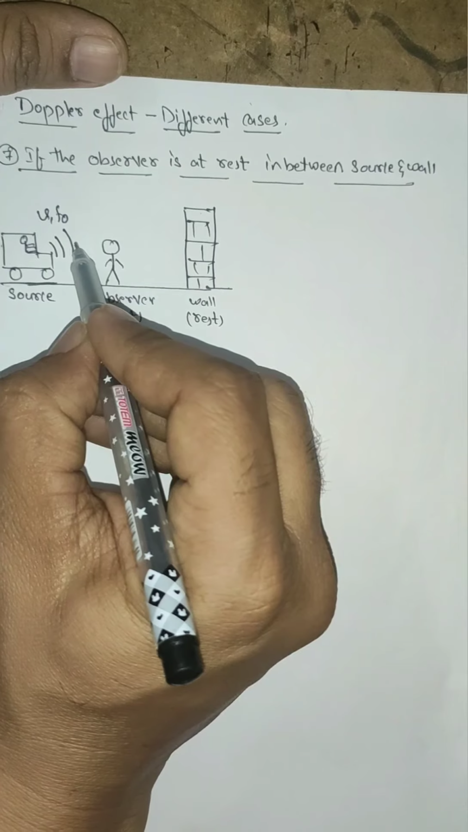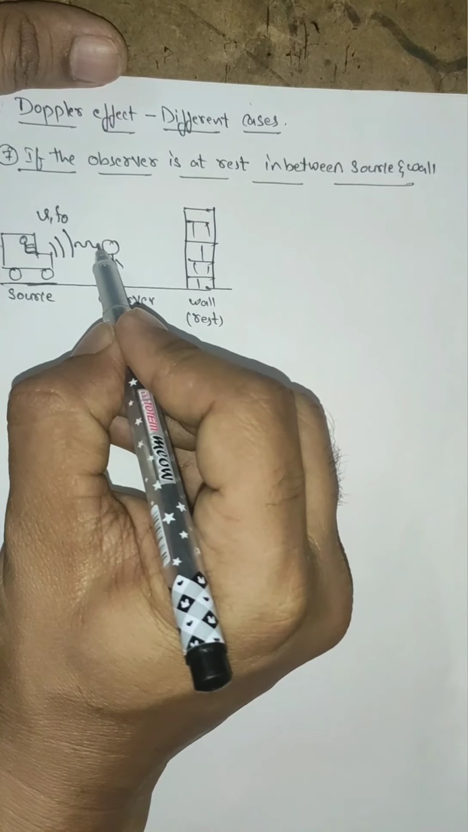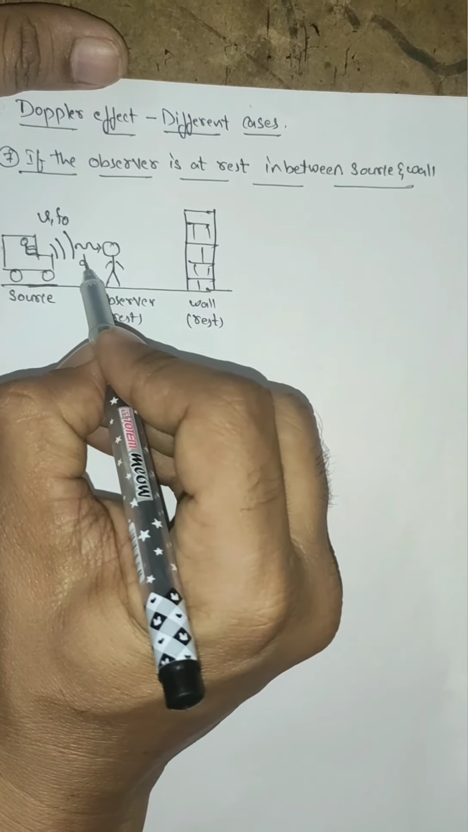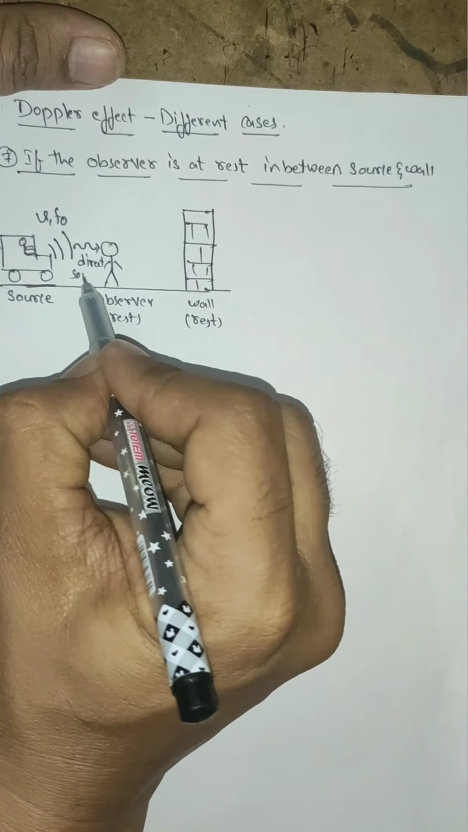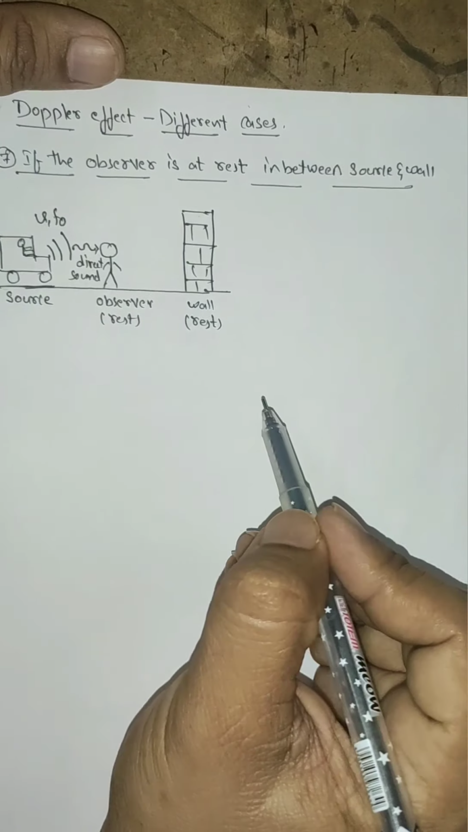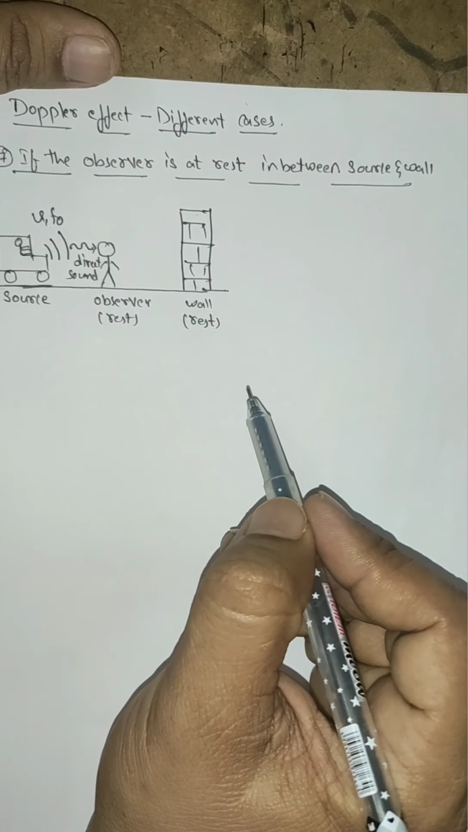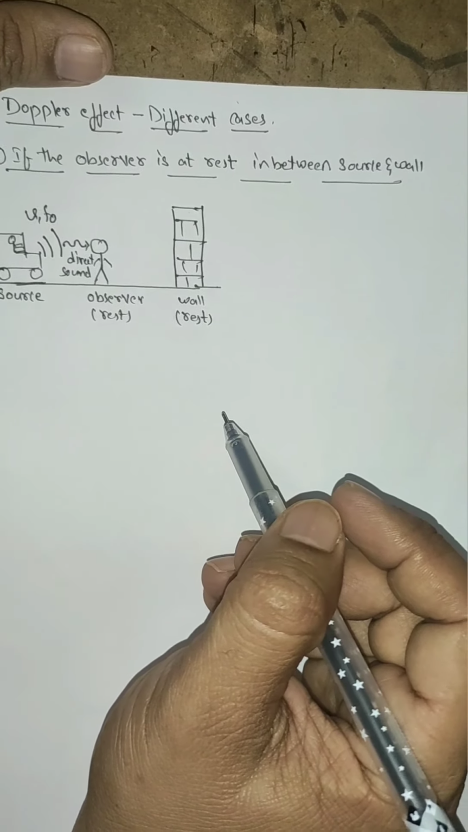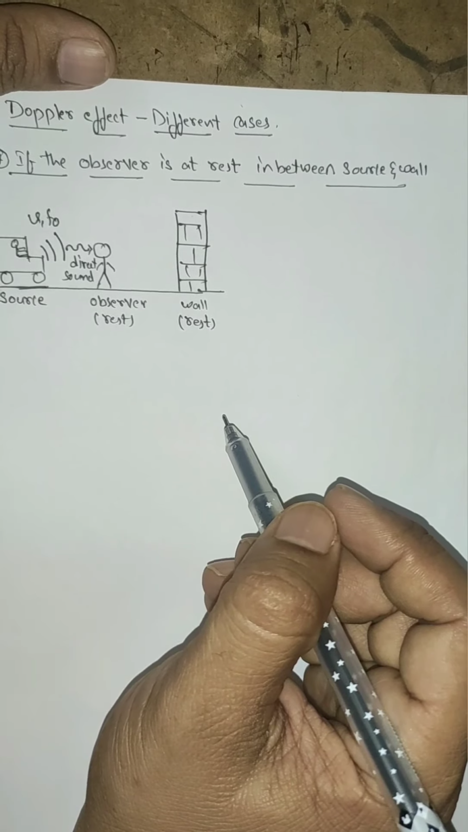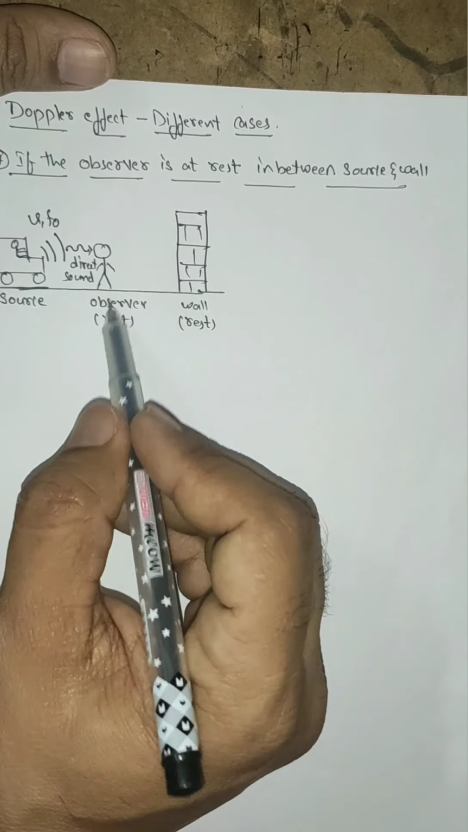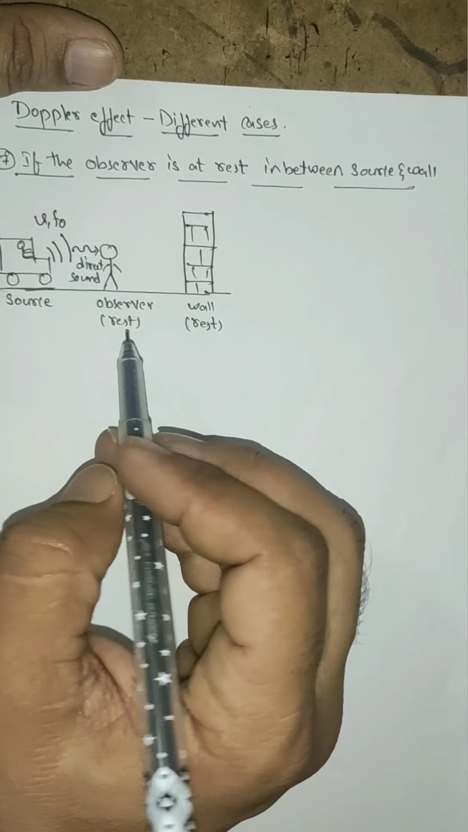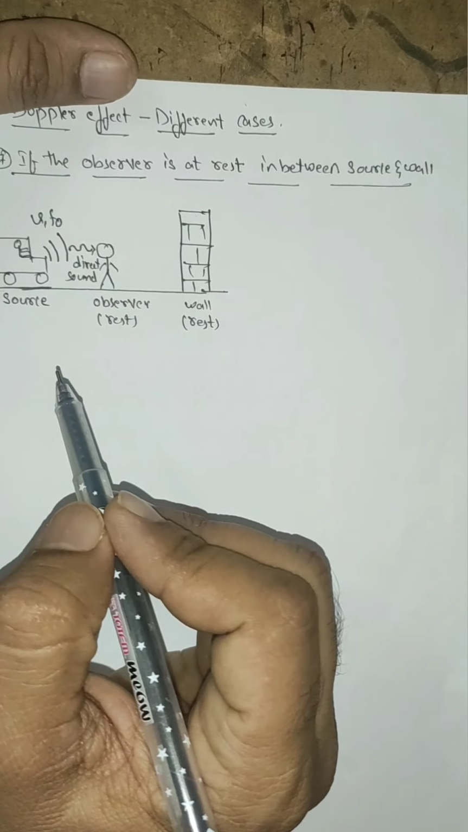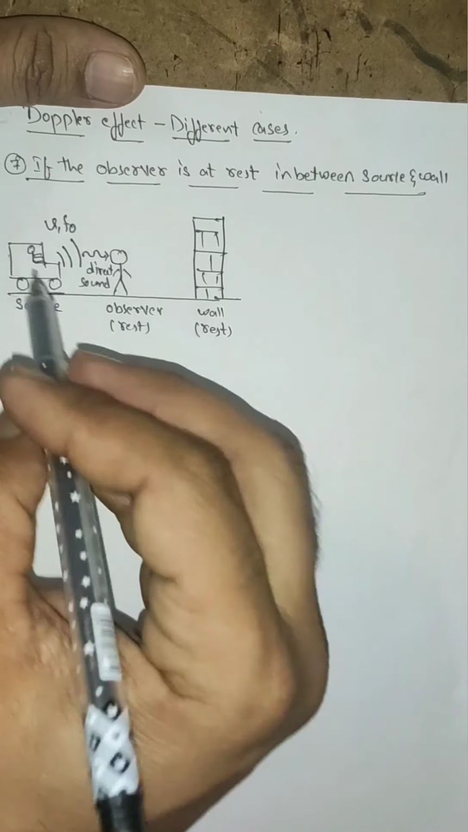Now whatever sound is heard by the observer from the car, it is the direct sound. Now let us calculate what is the change in frequency. Since the source is moving, the observer is at rest, right? The Doppler effect will take place. So let us see what is the apparent frequency received by the observer.